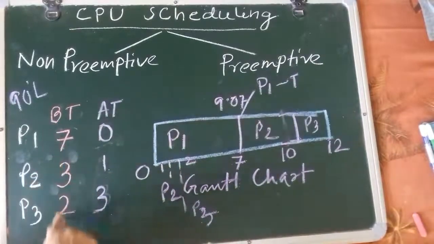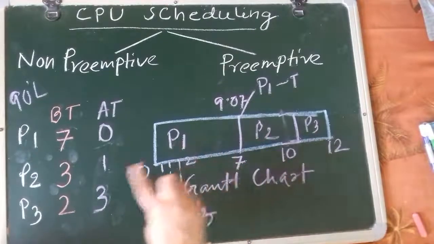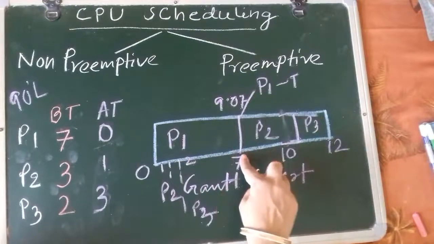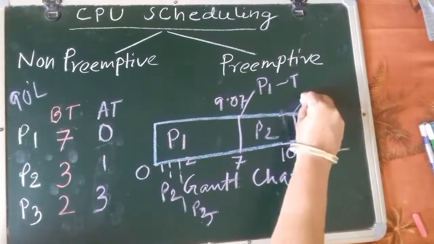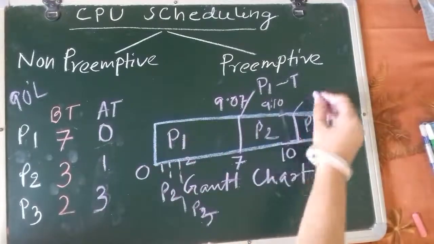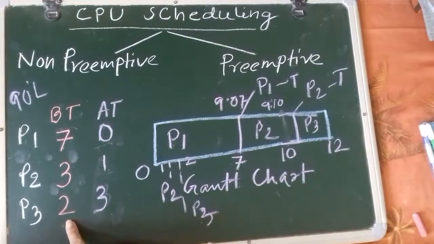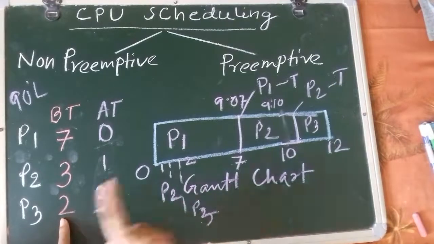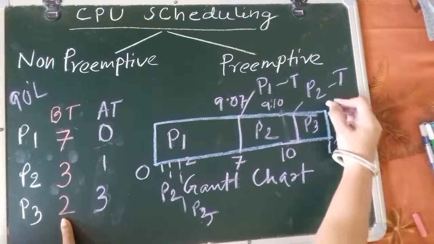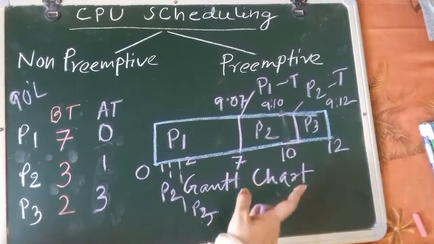P2's next turn, as we are following first come first serve, so P2 will be taken by the CPU. So P2 will be executing. How much time does it require? It requires 3 units of time. So 7 plus 3, at the 10th instance of time, you can write 10. P2 will be executed and P2 also will terminate from the system. Next turn is for P3. P3's burst time is 2. So the CPU should be attached for 2 units of time with P3 and ultimately at time instant 12 P3 will be leaving the system.